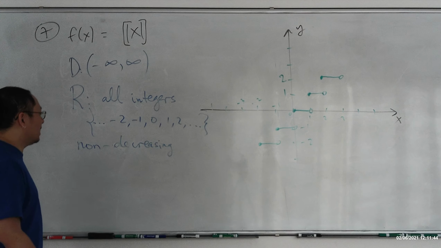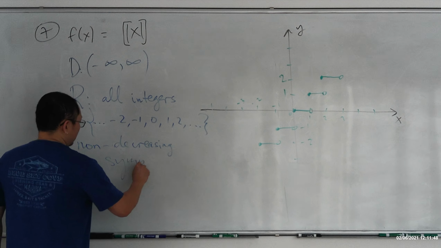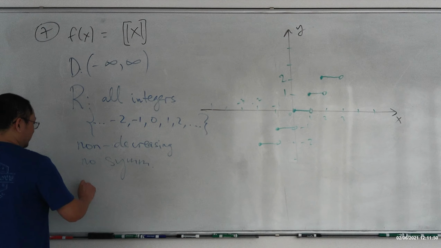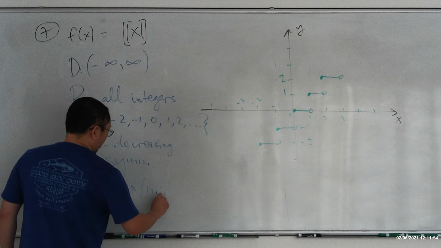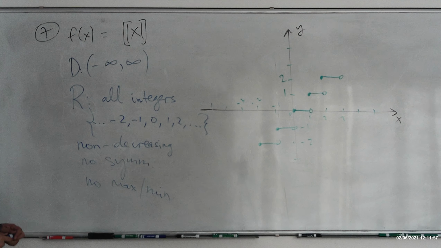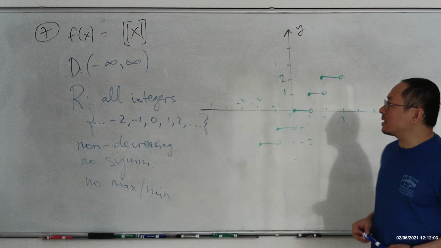Okay? Any kind of symmetry? No symmetry. No max, no min. Okay? And we call it the step function. Okay, and those are all about section 3.4.